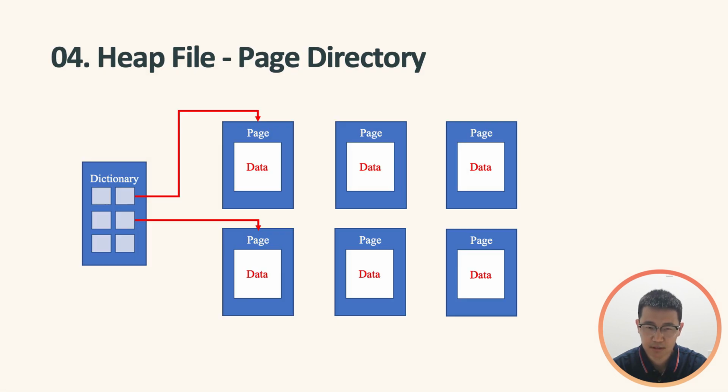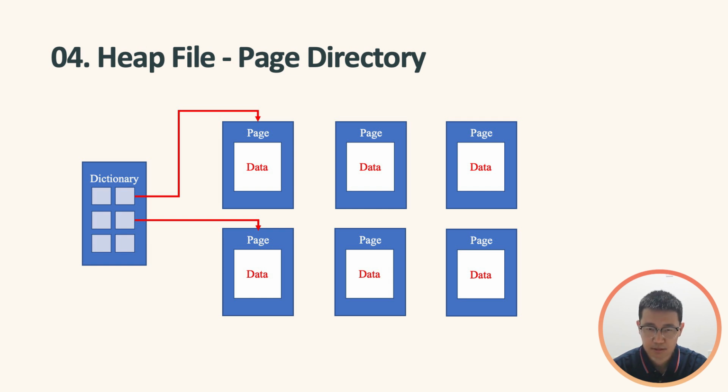Then here comes the heap file operation. For the page directory approach of the heap file, I use a dictionary to record the corresponding pages. In the main database, I maintain a special page.